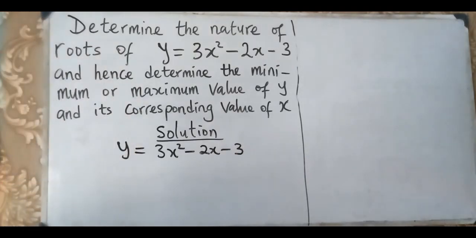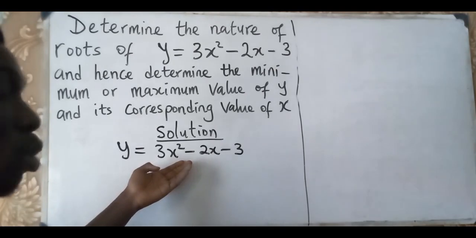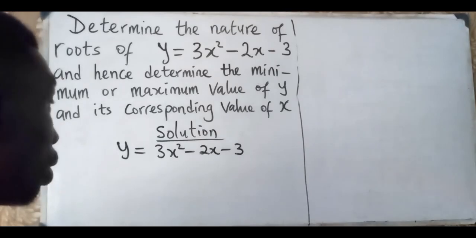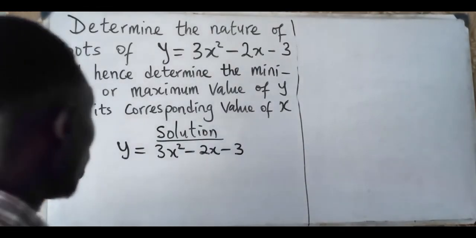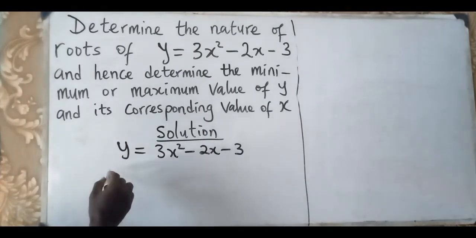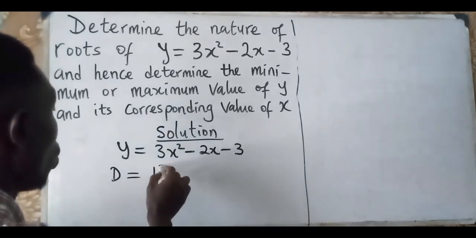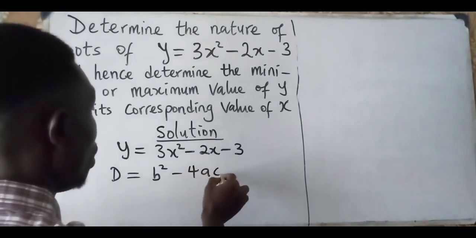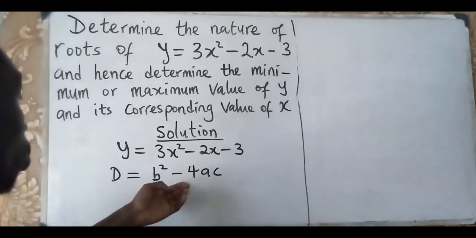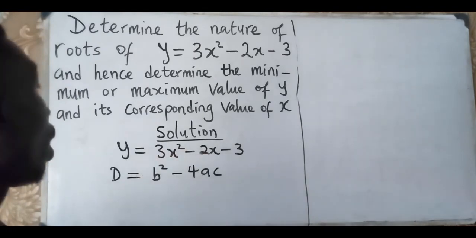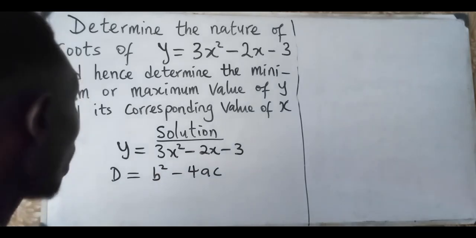Now, to know the nature of root, what kind of root will this equation give to us? Will the roots be real and distinct? Will the roots be imaginary or complex? Or will the roots be equal? How do we know this? Remember the discriminant we discussed in our previous videos, that the discriminant D is equal to b squared minus 4ac. This will help us determine the nature of roots of this quadratic function.